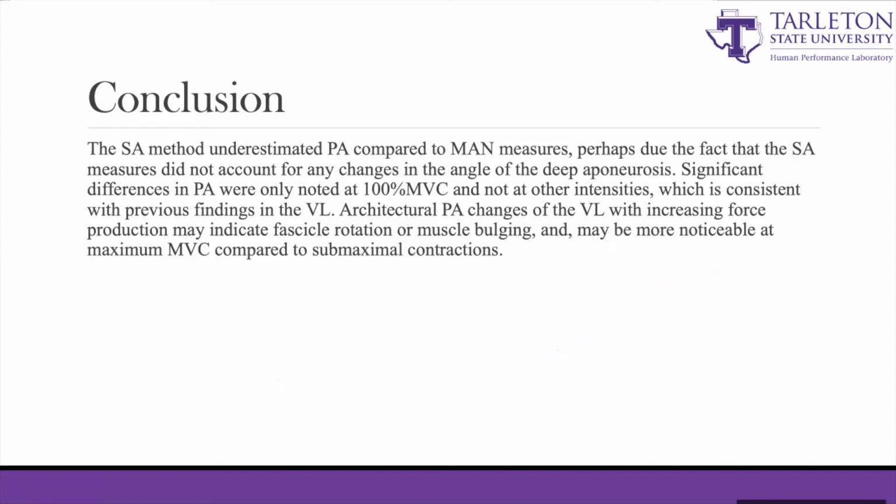Architectural pronation angle changes of the vastus lateralis with increasing force production may indicate fascicle rotation or muscle bulging, and may be more noticeable at maximal voluntary contraction compared to submaximal contractions.